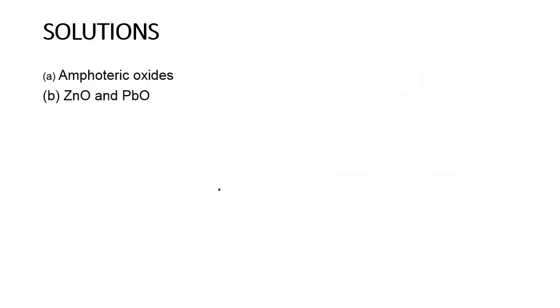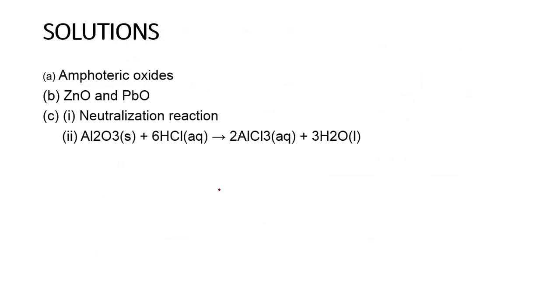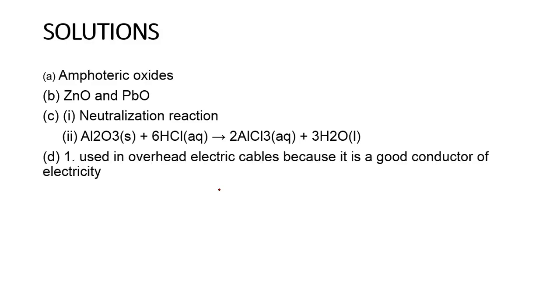Then we have zinc oxide, lead oxide, and so on. So these are examples of amphoteric oxides. We have lead oxide, zinc oxide, aluminium oxide. Those are the major three. So let's remember these things. Okay. Then it's a neutralization reaction, and the equation is as follows. Make sure that the equation is balanced and it has the state symbols. So aluminium oxide plus hydrochloric acid will always give us aluminium chloride and water. So this equation is what? Balanced.